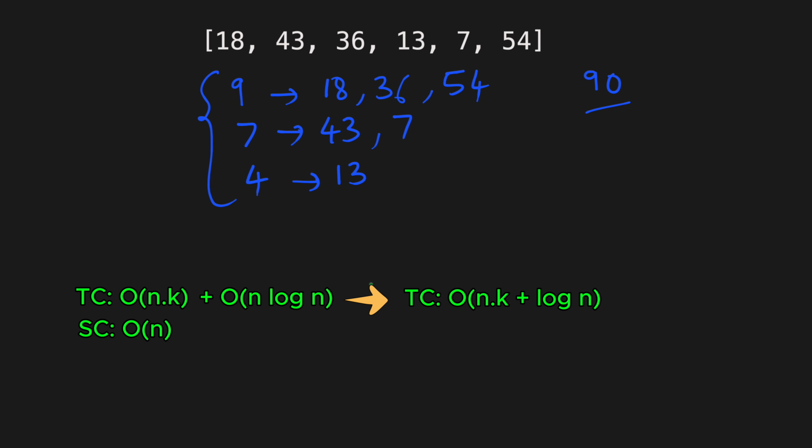But do we really need to save all the numbers in the group? And the answer is no. We just need two largest numbers. So why not just keep two numbers in the sorted list or in the max heap?